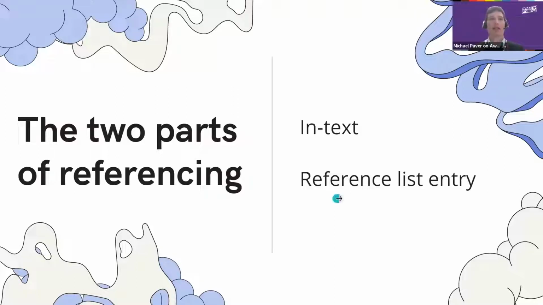Now, you might hear the terms reference, citation, in-text reference, in-text citation. People use them sort of interchangeably, but really what we're talking about when we talk about referencing, referencing is the whole process. And then we have in-text citations and then reference list entries. So that's how we're going to talk about it today, the two parts, in-text citation and reference list entry.